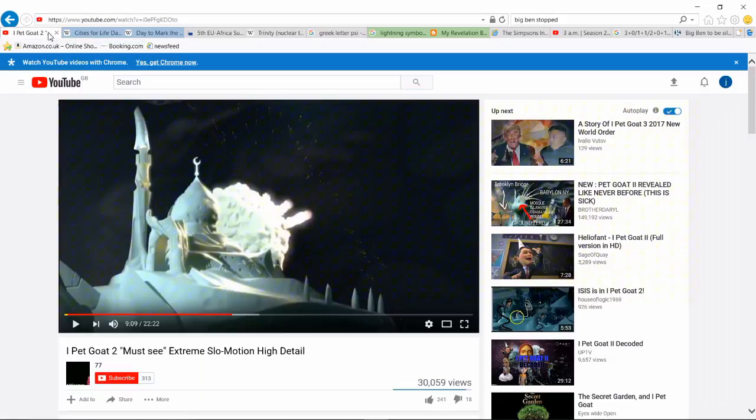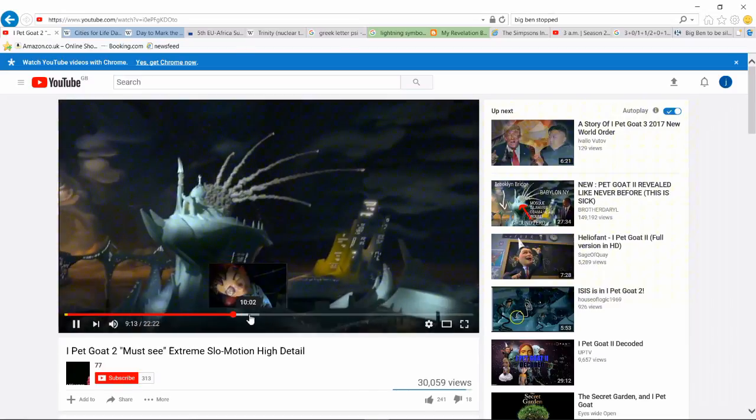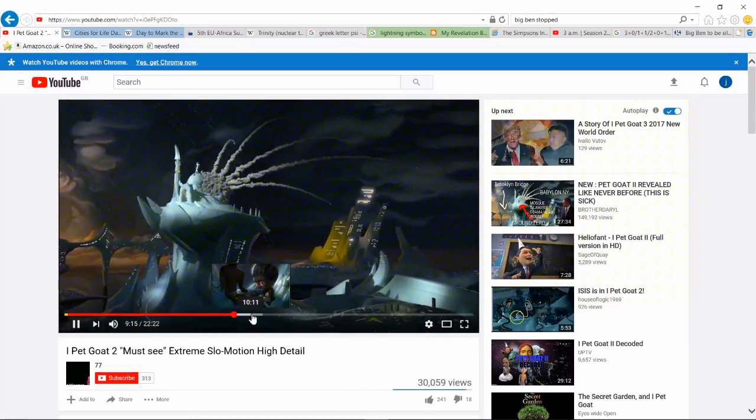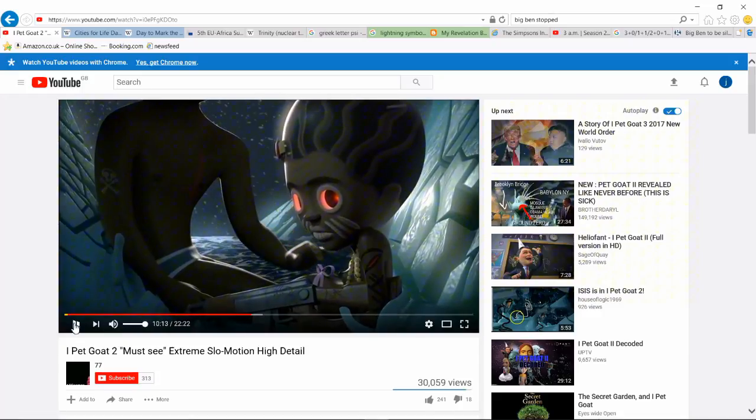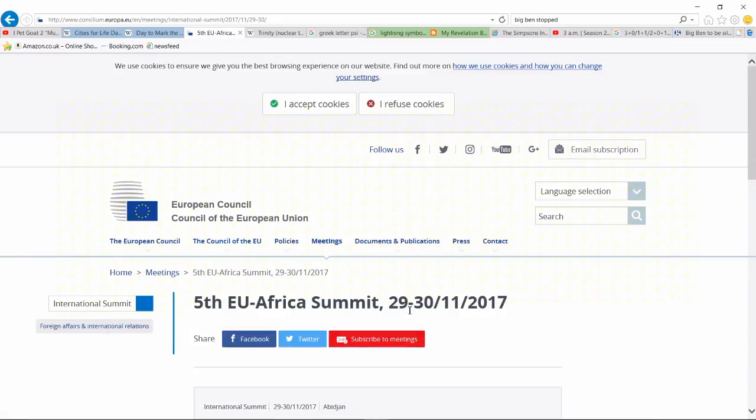So moving on to the next step, we've then got a scene I've always kind of struggled with. I've never really attempted to interpret it, because I've never understood what Africa had to do with this whole thing. But now I think I do, considering I'm looking at the 30th of November. You've got the 5th EU Africa Summit on the 29th and 30th of November 2017. So again, it's leading us to the 30th of November.